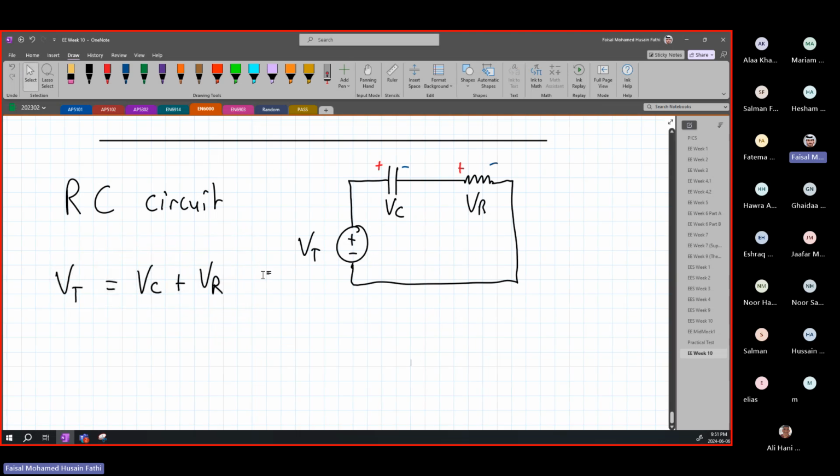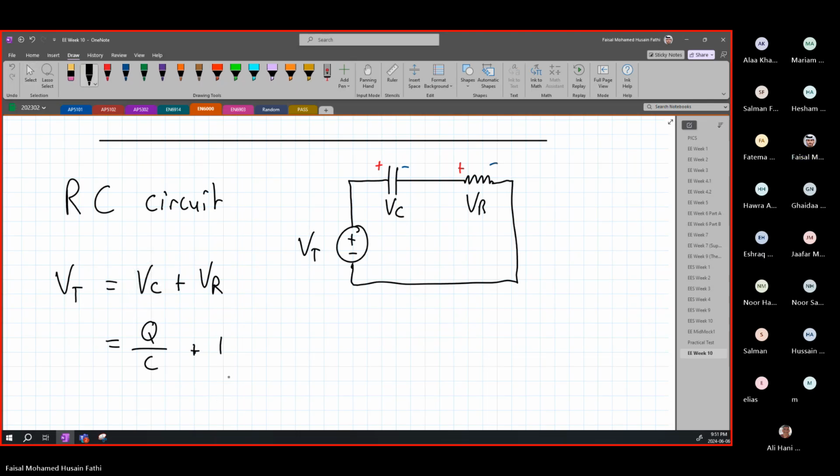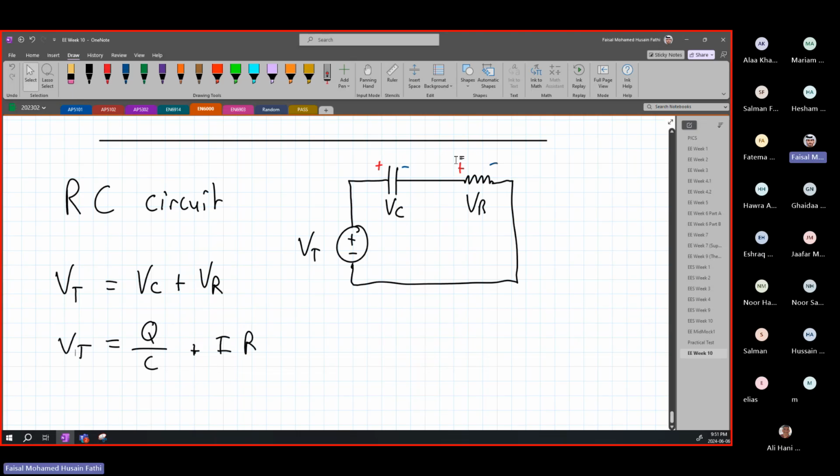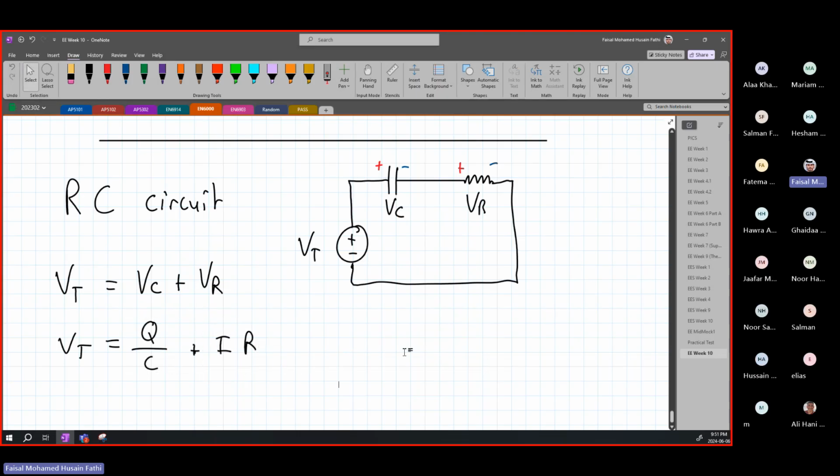But this isn't what we need to look at. If you want to rearrange, this is going to be Q over C, right? Because VC is equal to Q over C plus IR. This is what our V total is. Because here we are talking about the current flowing, and here we are talking about the charge flowing over the capacitor. All right? V equals IR and V equals Q over C for each one.